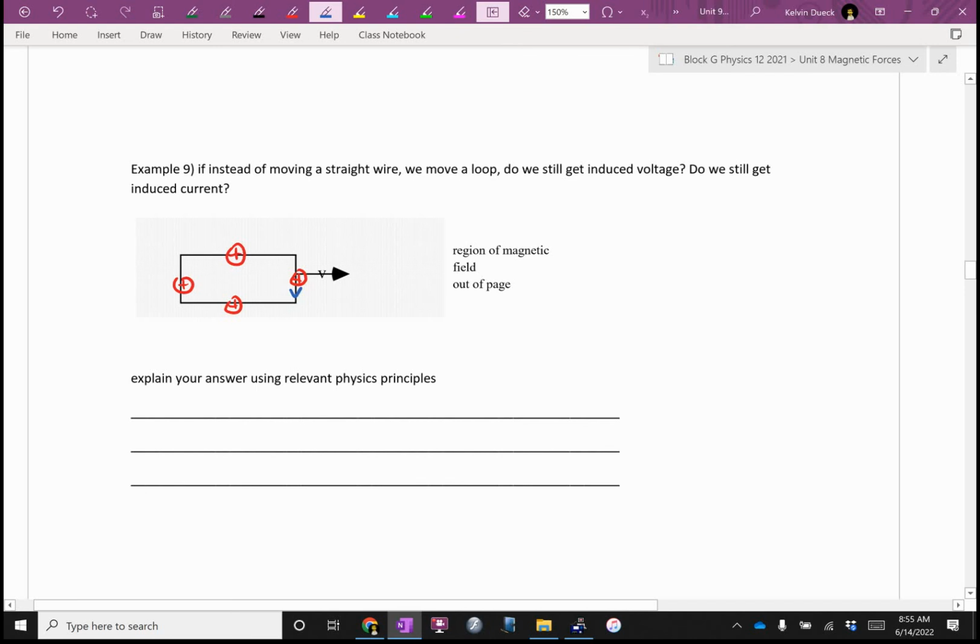What about the back section of wire? Which way is it moving? Also to the right. Which way are charges going to flow here, in that direction? And what you end up with are two opposing currents that cancel each other out. Doesn't work. Rats. Okay?